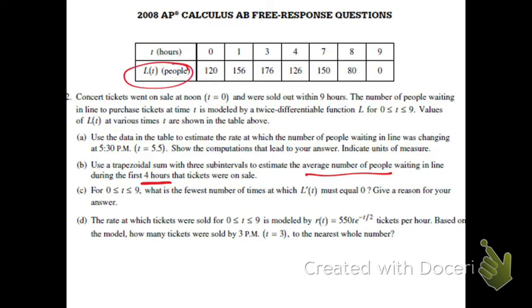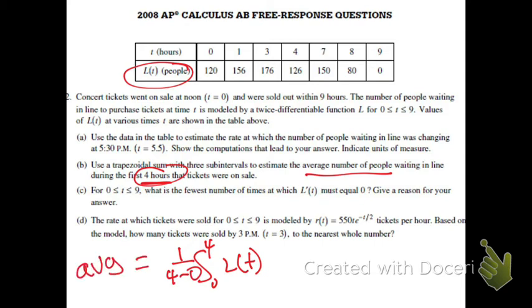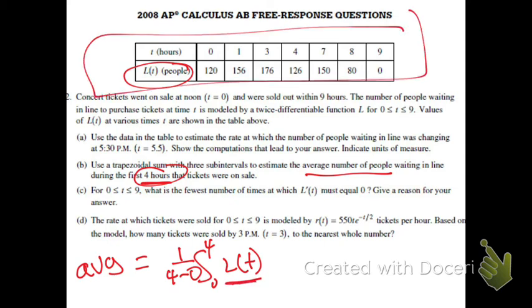So to get the average in the first 4 hours, it'll be the total number of people in the first 4 hours divided by the number of hours. This would give me the average number of people. Okay, but L of t, since it's not an equation, we're going to estimate this integral by doing a trapezoid rule with 3 subdivisions. So this actual integral right here is going to require us to do a trapezoid rule. Let me review that with you.